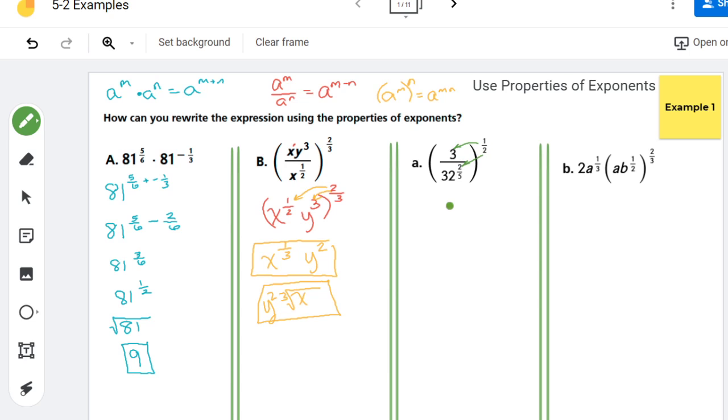So this turns into 3 to the 1/2 power divided by 32, and 1/2 of 2 is 1. So the 2 in the bottom here and the 2 in the top will cancel out, and that leaves me with 32 to the 1/5.